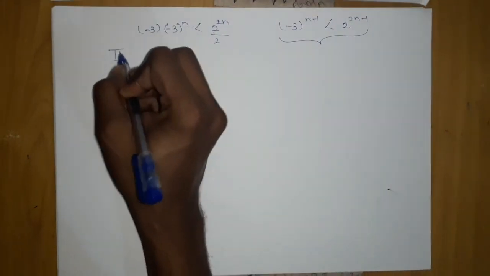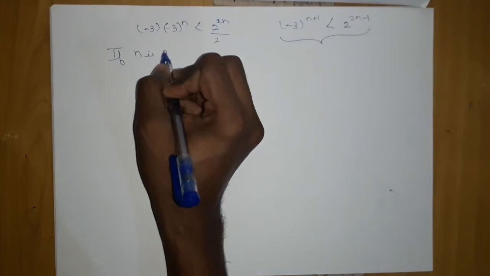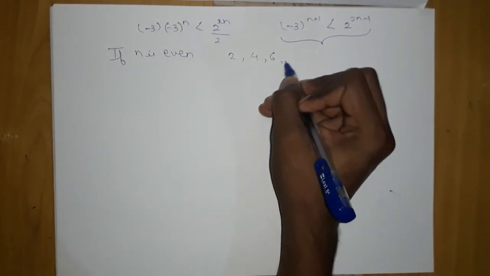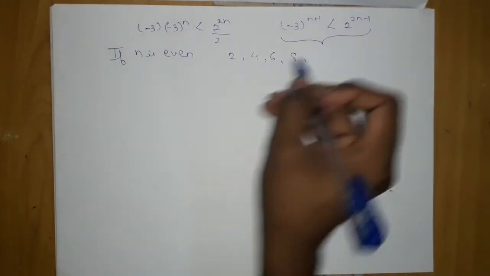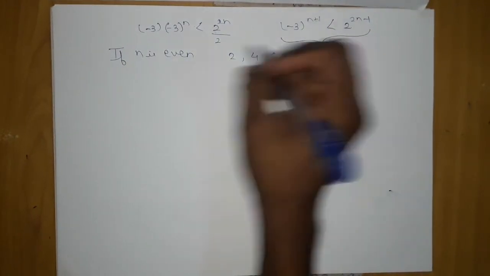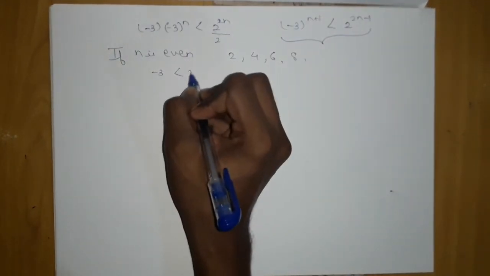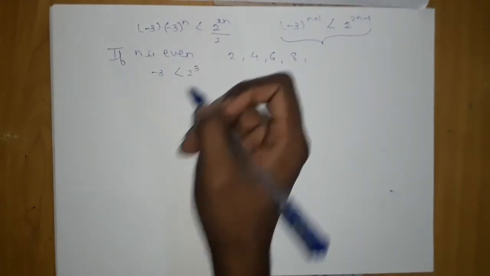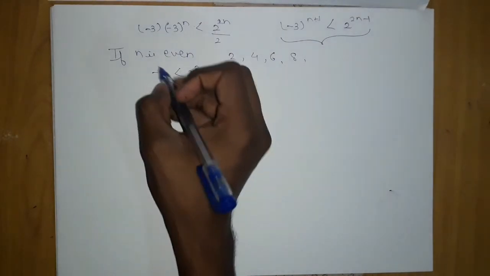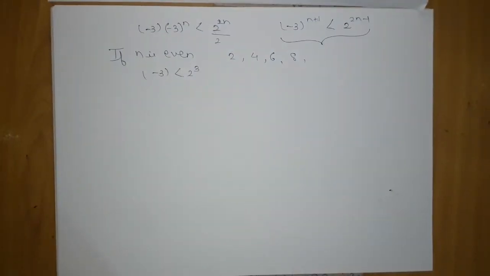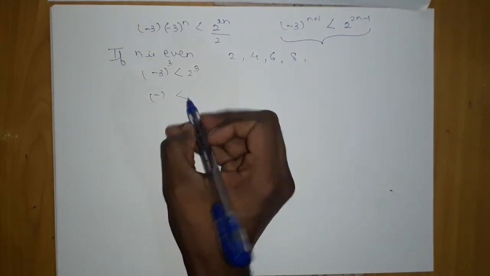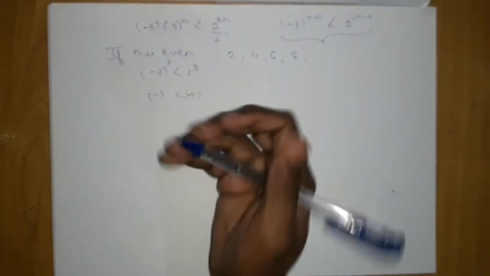Now if n is even, like 2, 4, 6, 8, like that. Now it is even, then n plus 1 will become odd, so minus 3 power odd, upon 2 power 2n, where 2 twos are 4, minus 1, 3. Now you can easily understand what I mean. What I meant is that this will always be negative and this will always be positive, so positive is always greater than negative. So 2, 4, 6 are all valid natural numbers.